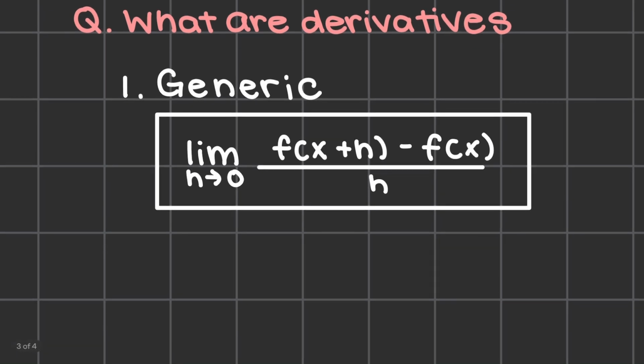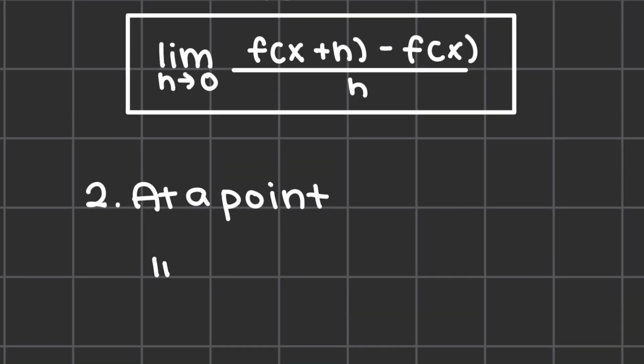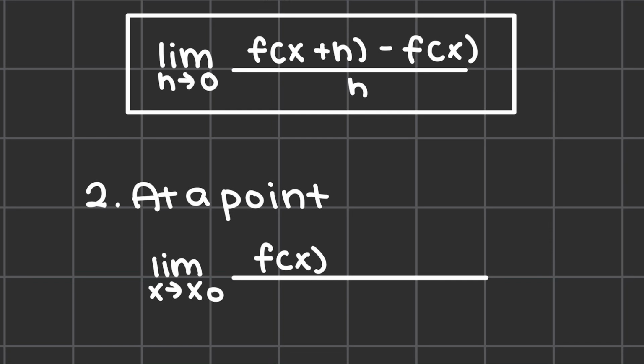But then there's also a more interesting one, and that's going to be the derivative at a point. And this one can be expressed also as a limit, but with x0 instead of h. So limit as x approaches a point x0 in the function f of x minus f of x0 over x minus x0 on the denominator.